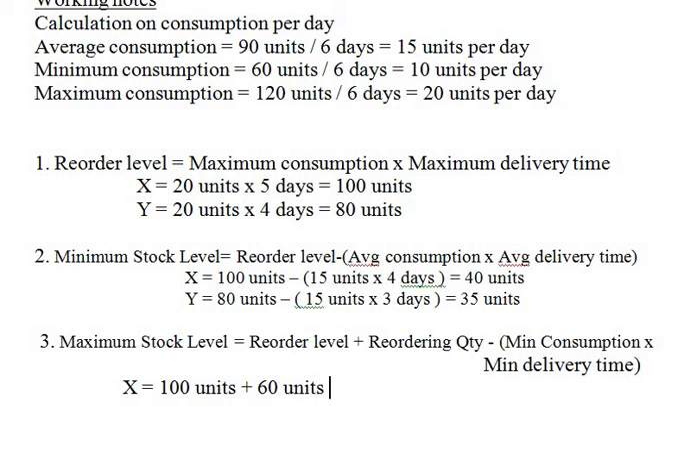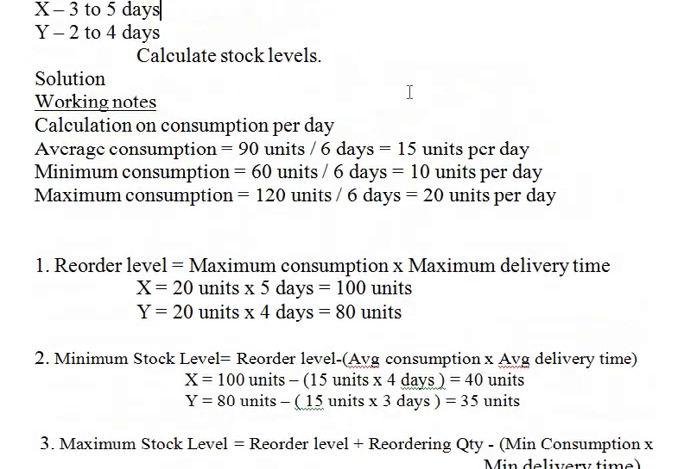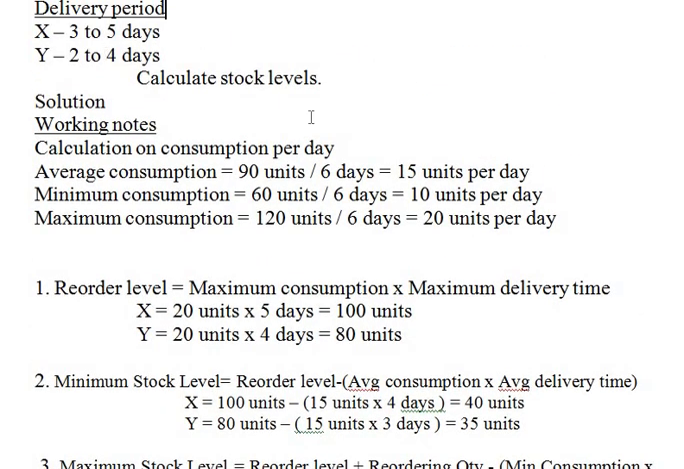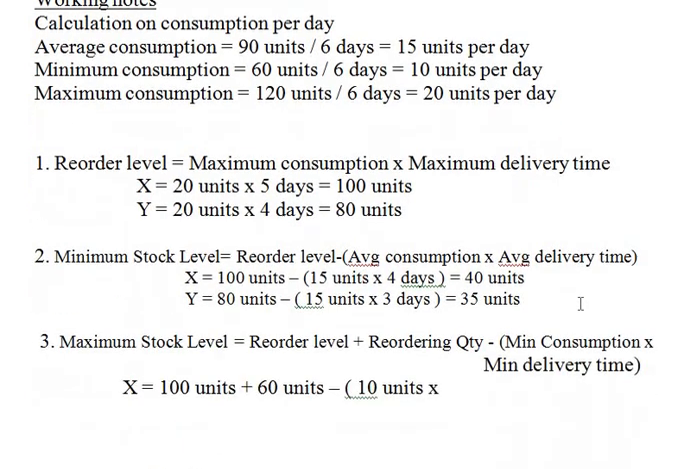Minus, in bracket, minimum consumption, already we have calculated, that is 10 units into minimum delivery time. Now minimum delivery time for X we need to check. For X, minimum is 3 and maximum is 5. So minimum is 3 days. Complete the bracket, calculate this. You will get 130 units.